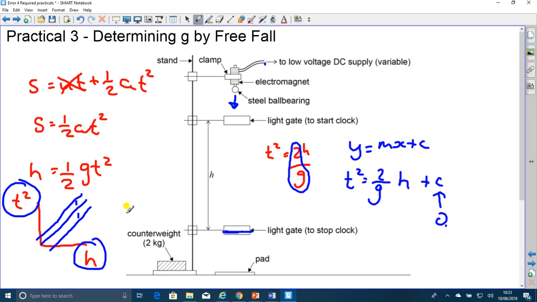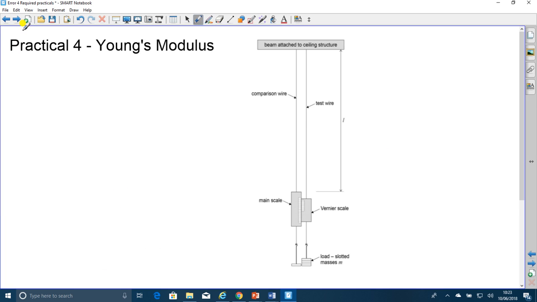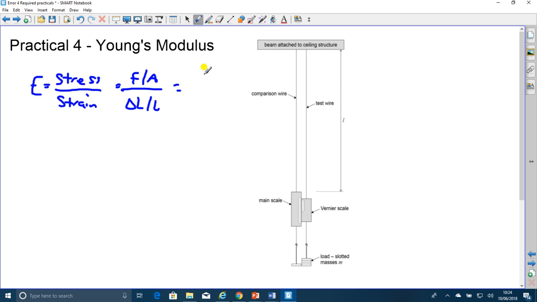The next one we did was Young's modulus. Okay, so Young's modulus, very, very common experiment. Obviously, Young's modulus equals stress over strain, which equals force over area over extension over original length, which equals FL over A delta L. Okay, or E is flea in the olden days.